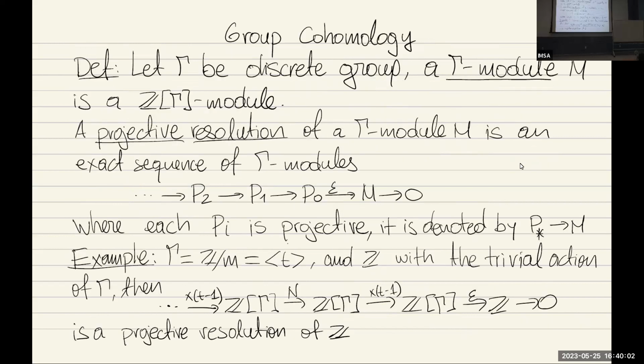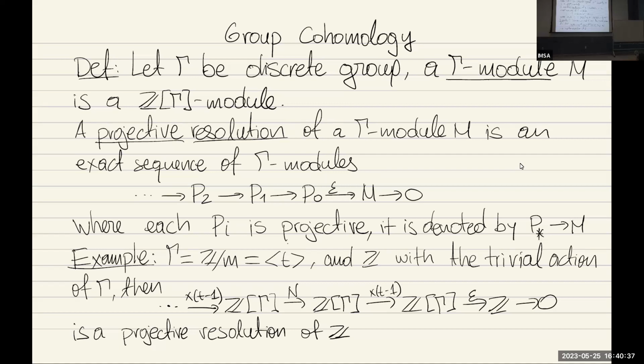Okay, let me talk a little bit about group cohomology. Let gamma be a discrete group. A gamma module M is just a module over this group ring. A projective resolution of a gamma module M is an exact sequence of gamma modules, where each P_i is projective. This is denoted by P star maps to M.